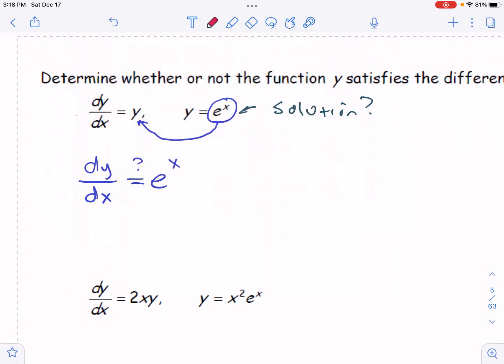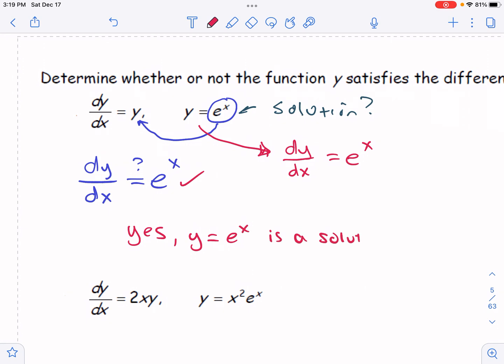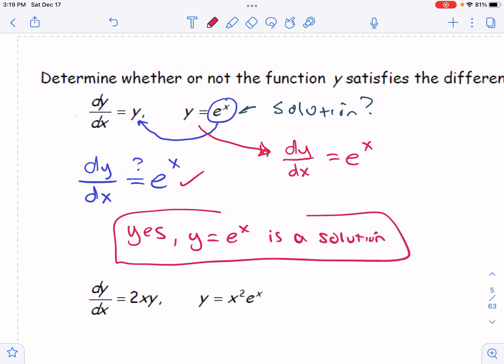So let's check it. Let's deal with the function provided and take its derivative. Well, dy dx is equal to, well, the derivative of e to the x is e to the x. And what do you know? That's precisely what we see here on the left. So yes, it is. Okay, so yes, y equals e to the x is a solution. Okay, an alternative way of showing that is, you could just look at the red branch here. dy dx equals e to the x, which is y to begin with, right? So dy dx indeed equals y.